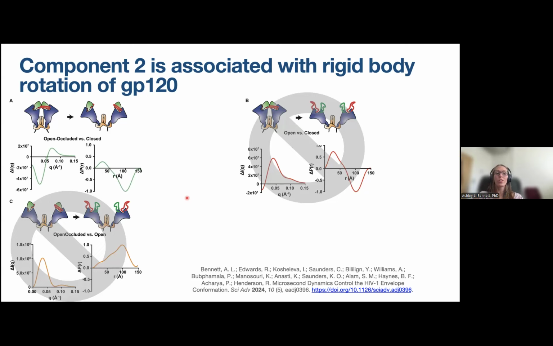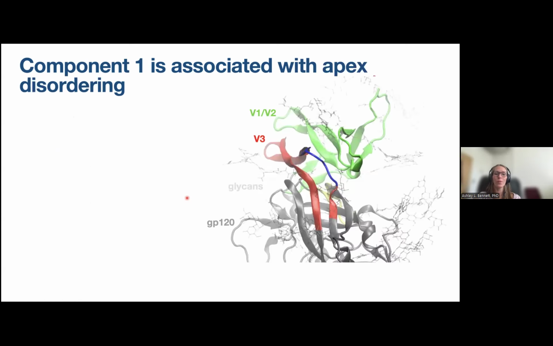However, both the difference curve and the pair distance distribution match for our modeling of what we get from our experimental data. So this indicates to us that our slower transition, component 2, is associated with the rigid body rotation of the GP120 domains. We had a harder time figuring out what component 1 was. We suspected it maybe could be some rearrangements in the V1, V2, or V3 domains.